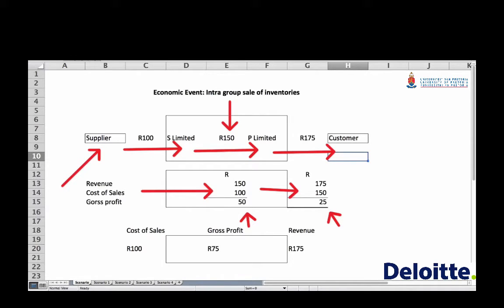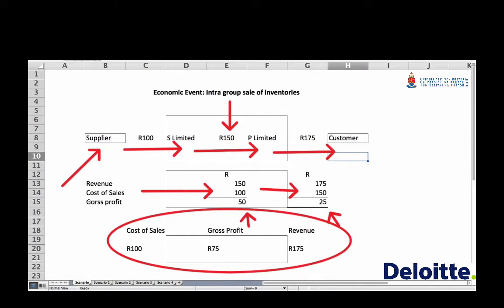Now the focus of our discussion is the consolidated financial statements. In our instance, where S and P Limited are viewed as a business combination, are viewed as one entity, the supply of inventories into that business combination is at R100, being the cost of sales, assuming those inventories are sold, R100 to the group. Otherwise, the cost of inventories if they remain unsold. This then flows through the group and is eventually sold to a customer outside of the group for R175, thus realizing a R75 gross profit for the group.